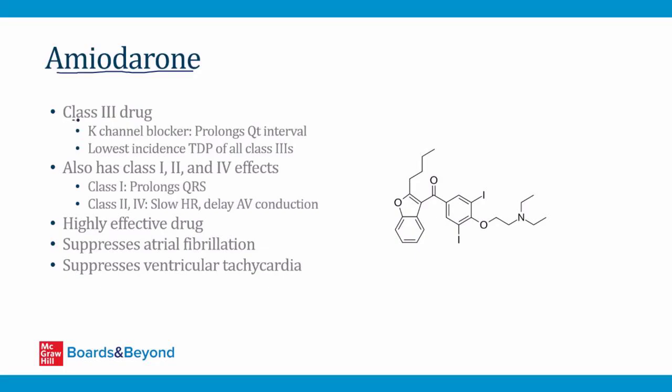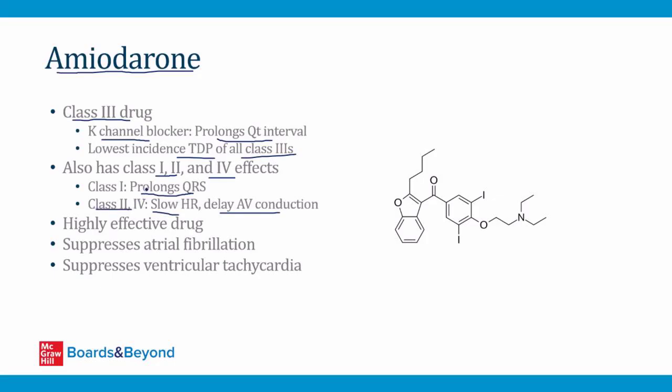So amiodarone is a class 3 drug, so like all class 3 drugs, it blocks potassium channels, and it can prolong the QT interval. However, it usually doesn't prolong the QT interval very much, and it's famous for having the lowest incidence of torsade de pointes of all the class 3 antiarrhythmic drugs. Now, a confusing thing about amiodarone is that even though it's a class 3 drug that blocks potassium channels, it also has class 1, 2, and 4 effects. So it prolongs the QRS complex in some instances, like the class 1 drugs, and it can also slow the heart rate and delay AV conduction, like the class 2 and 4 drugs.